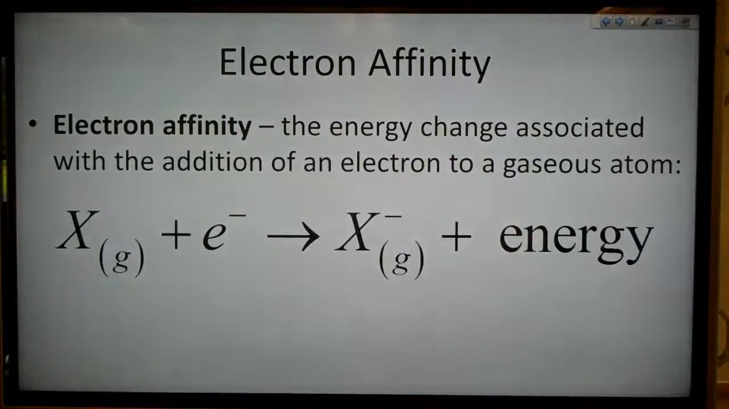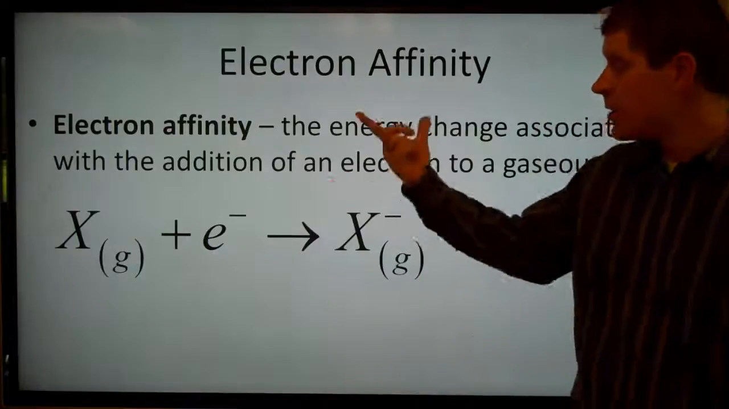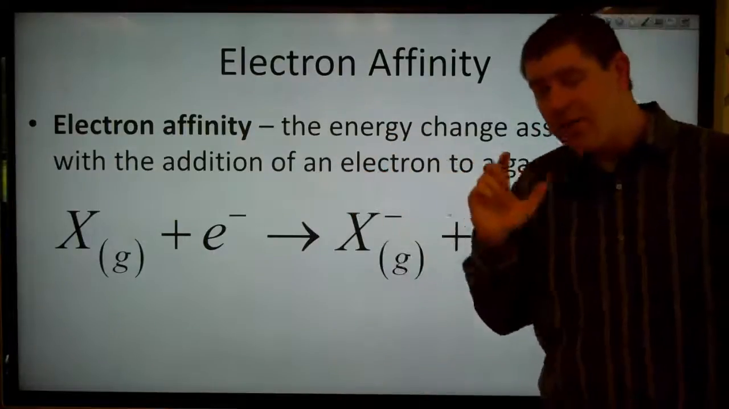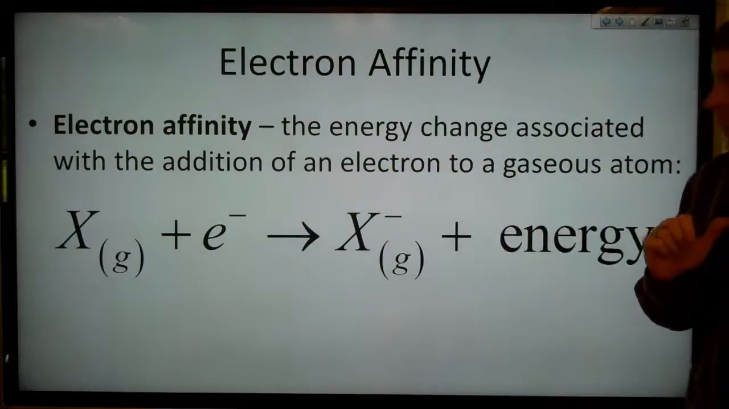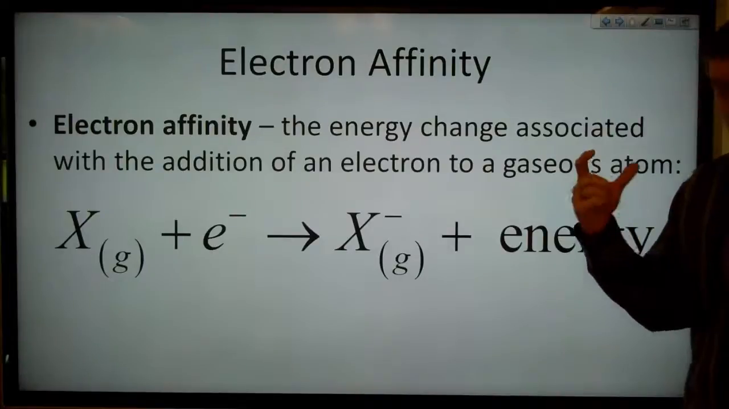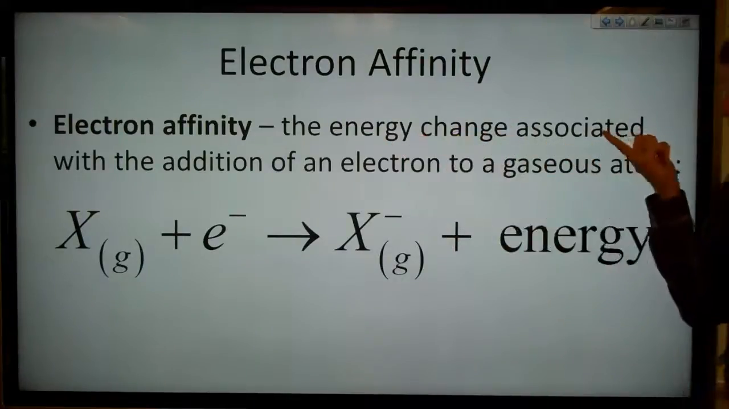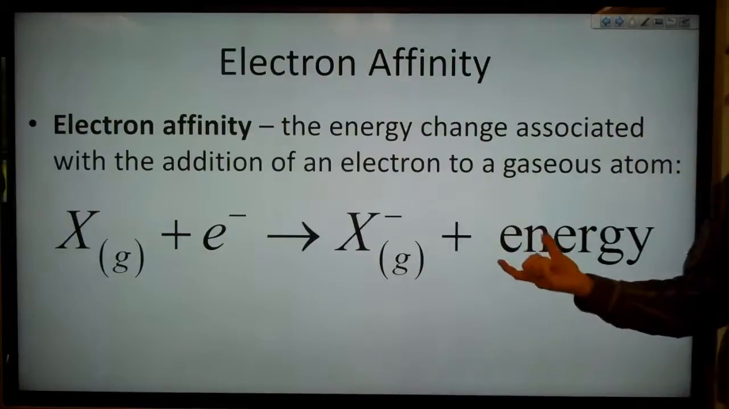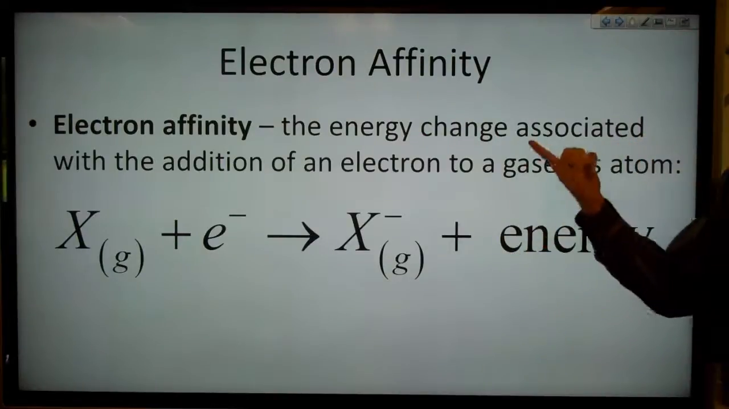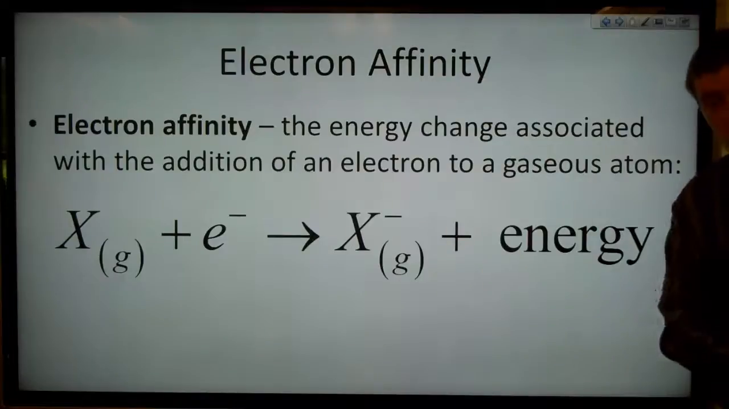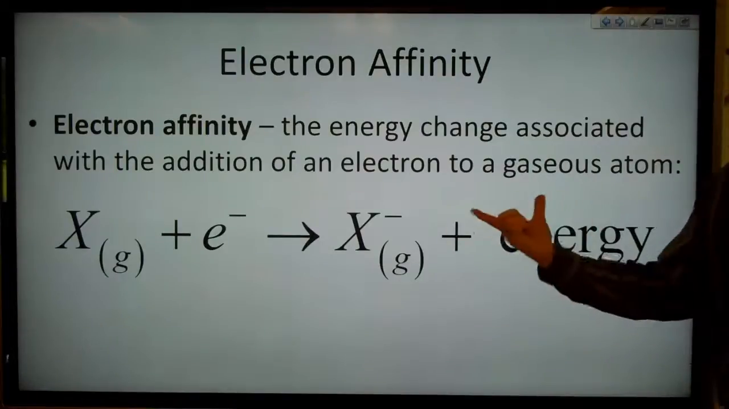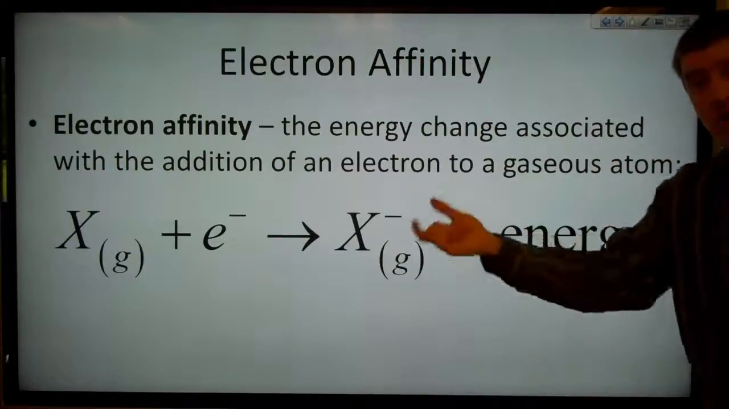As we move across the periodic table, the next property we want to talk about is electron affinity, which is kind of the opposite of ionization energy. The electron affinity is the energy change associated with the addition of an electron to a gaseous atom. Ionization energy was the removal of an electron from an atom. Well, electron affinity is the addition of an electron.